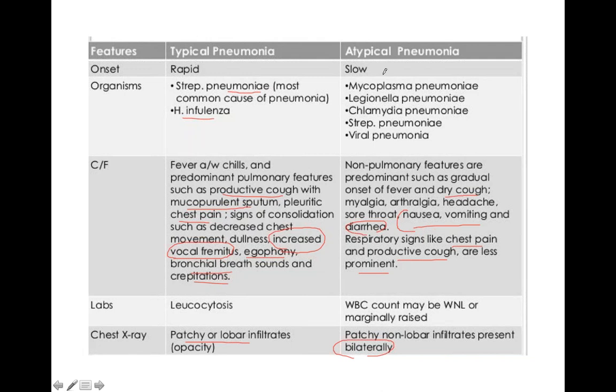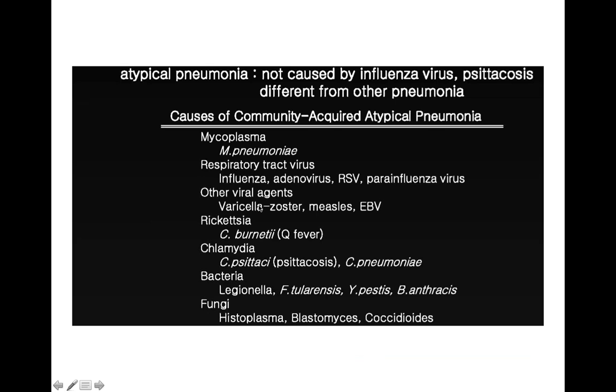So these are the causes of atypical pneumonia: bacteria like Coxiella burnetii, Chlamydia, Legionella, Francisella, Yersinia pestis, Bacillus anthracis, and fungi like Histoplasma, Blastomyces, Coccidioides. These are various causes of atypical pneumonia.